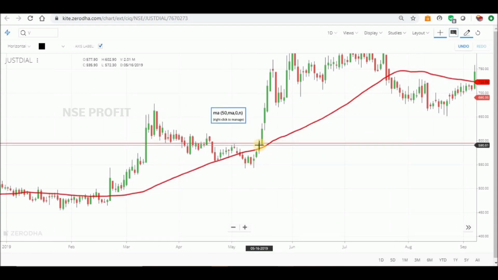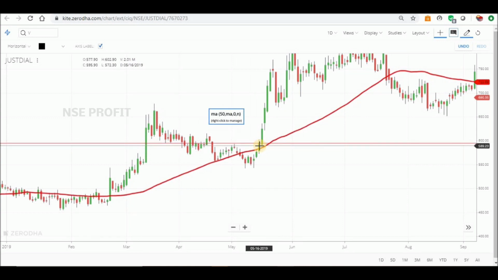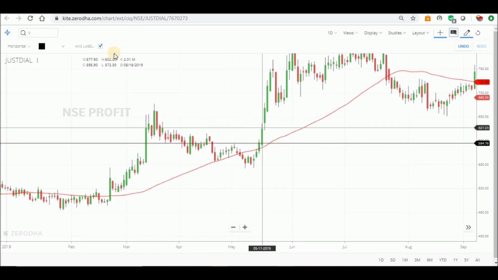We got the entry on this candle. The date is 16th of May 2019. You can check the date here. On this candle, when we got the entry, it is 16th of May 2019, and the nearest stop loss will be this point.